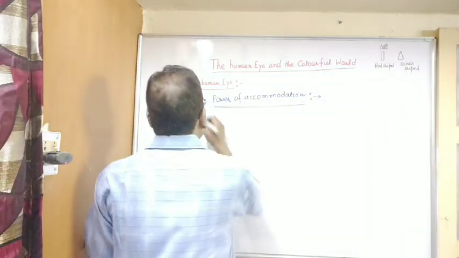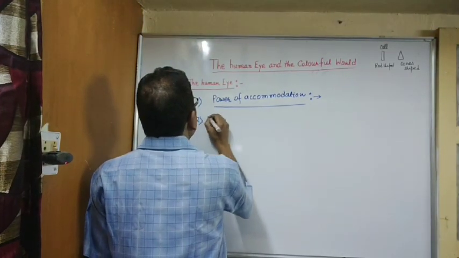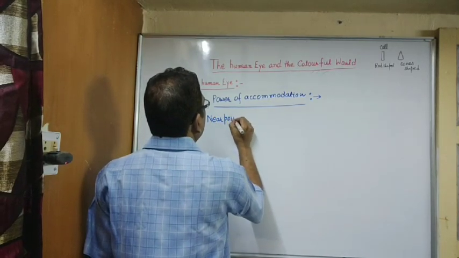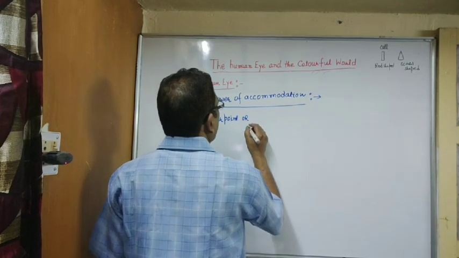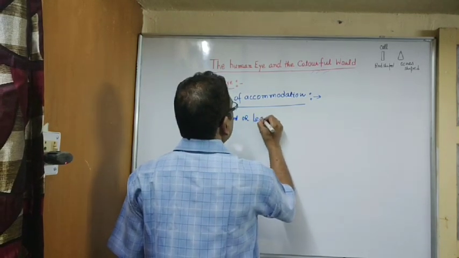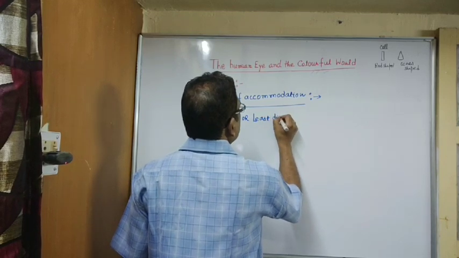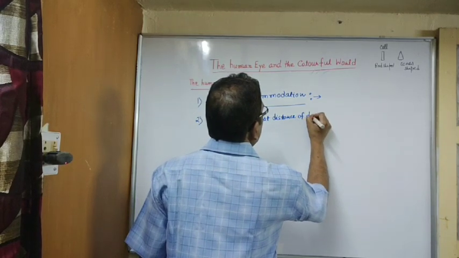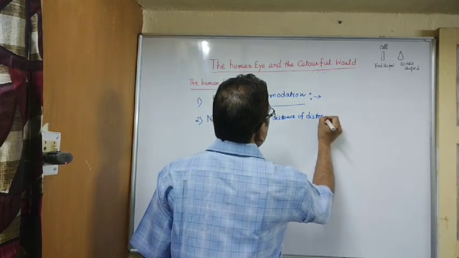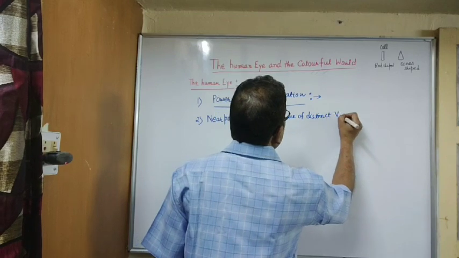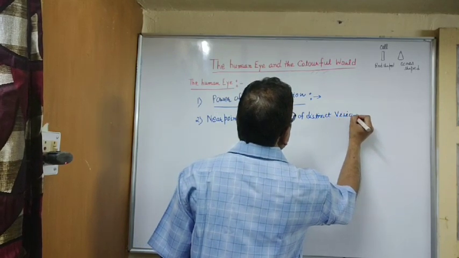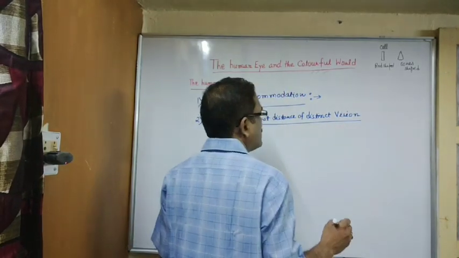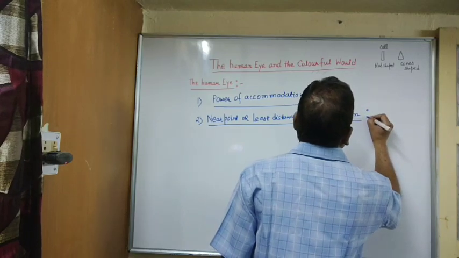Then another important term is near point, or least distance of distinct vision. Near point or least distance of distinct vision.